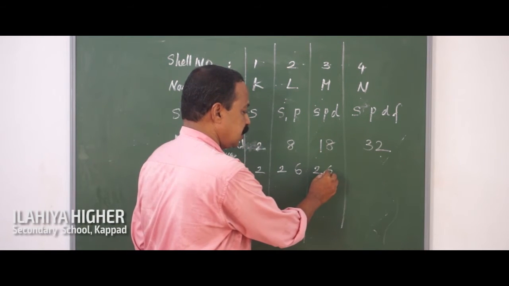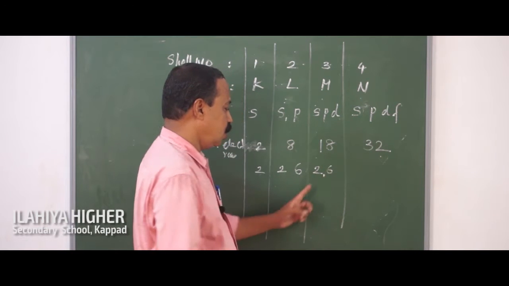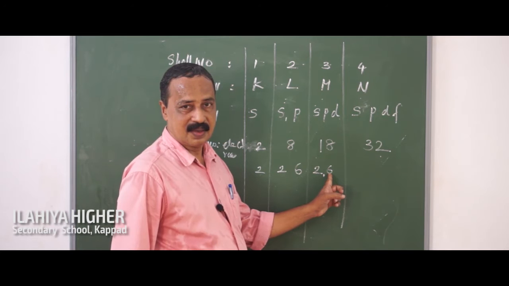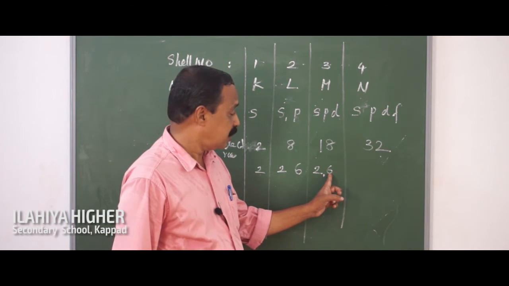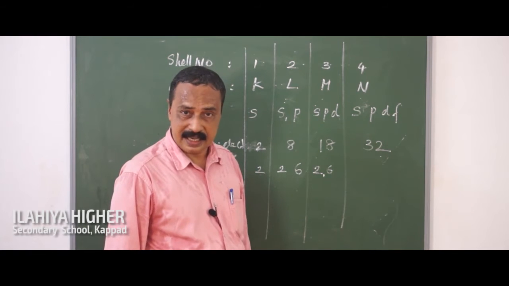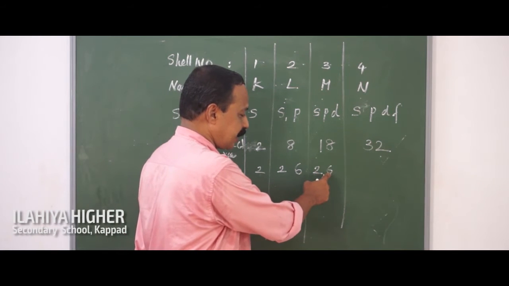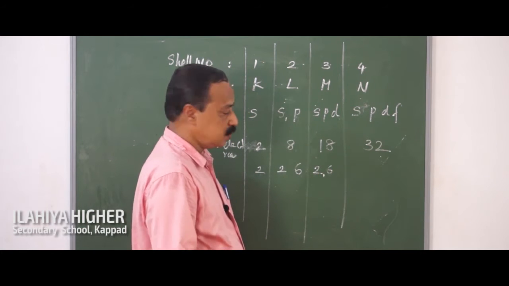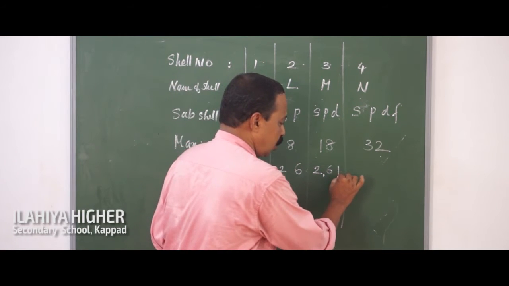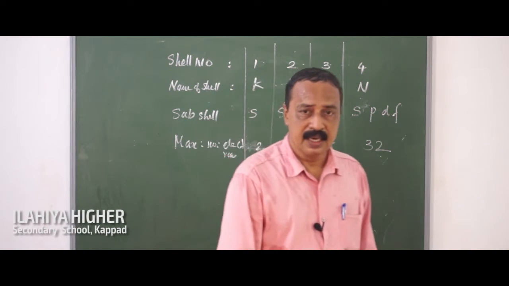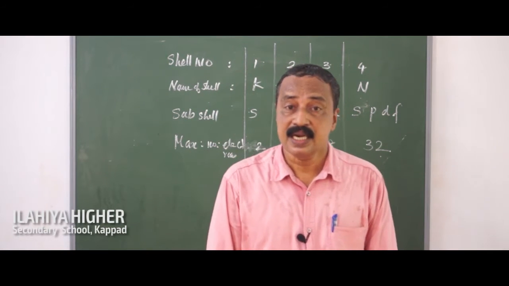P subshell is 6. So 2 plus 6 is 8. So what is the remaining number of electrons? 10. 2 plus 6 plus 10 gives 18. So this is 10 electrons. The maximum number of electrons possible in the D subshell is 10.